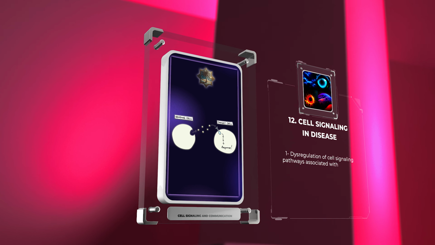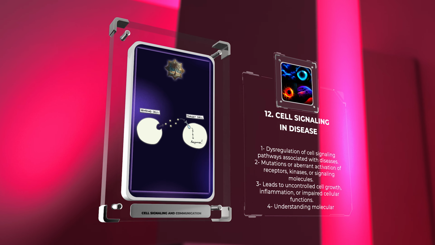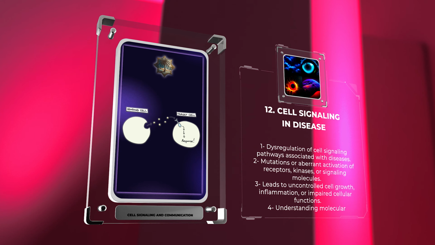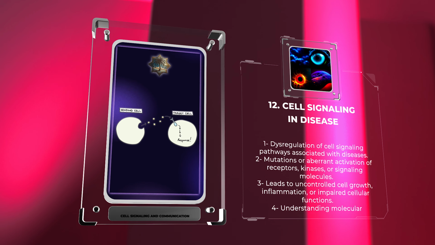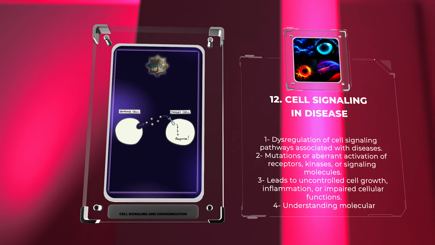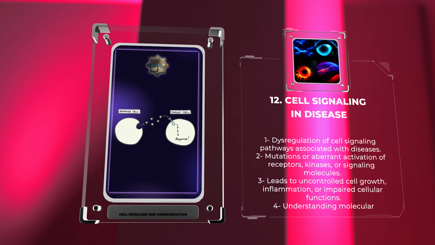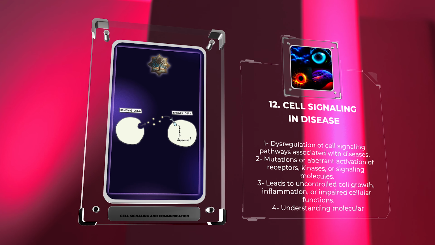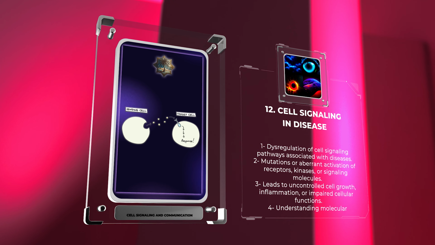Dysregulation of cell signaling pathways is often associated with diseases. Mutations or aberrant activation of receptors, kinases, or signaling molecules can lead to uncontrolled cell growth, inflammation, or impaired cellular functions. Understanding the molecular mechanisms underlying these diseases is crucial for developing targeted therapies and improving patient outcomes.